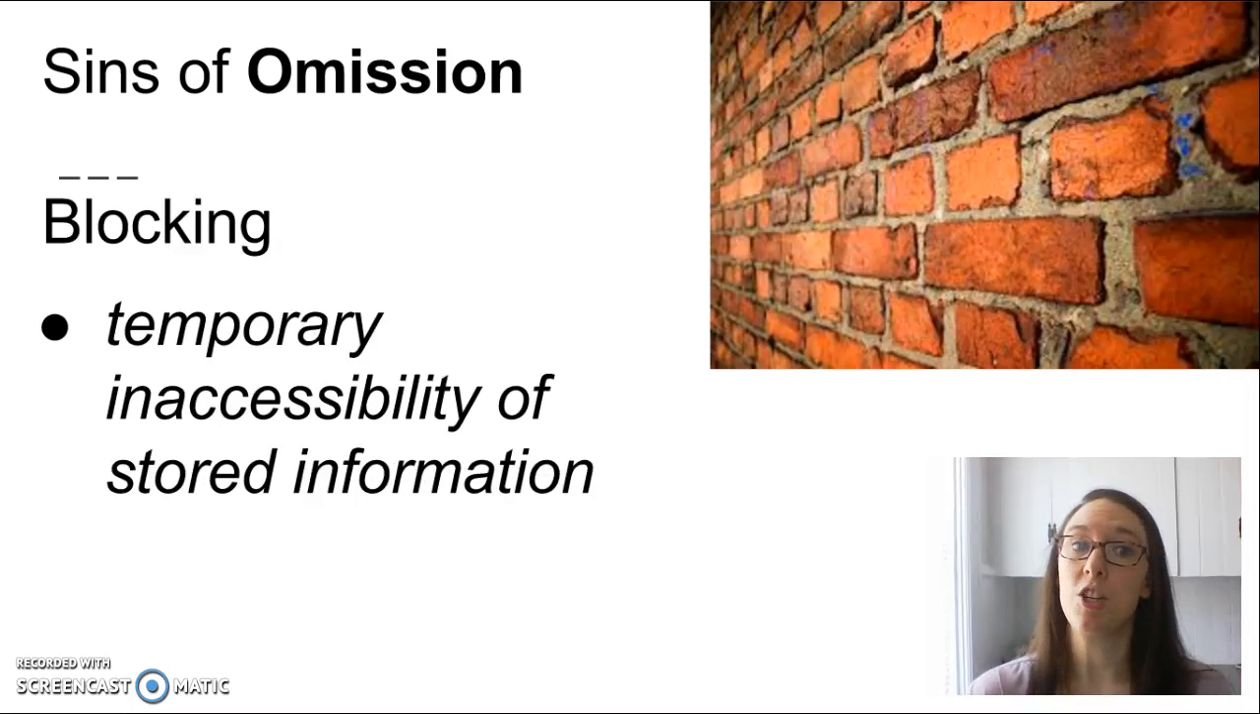Third and final sin of omission is what's known as blocking. And with blocking, the information is there. So it's not the same as transience, where the info really is gone almost forever. Here, the information is there. You just can't recall it when you want to. You might experience what's called the tip of the tongue phenomenon, where there's information and it's right there on the tip of your tongue. You just can't recall it. And then later on, when you're doing something else and you're not focused on that information whatsoever, it just pops into your mind, the correct info. So it's a temporary inaccessibility of stored information.